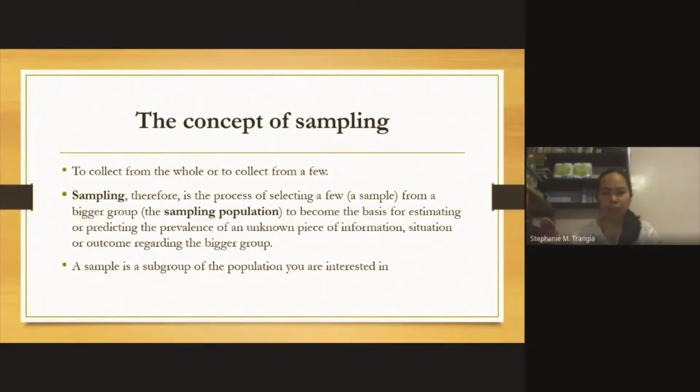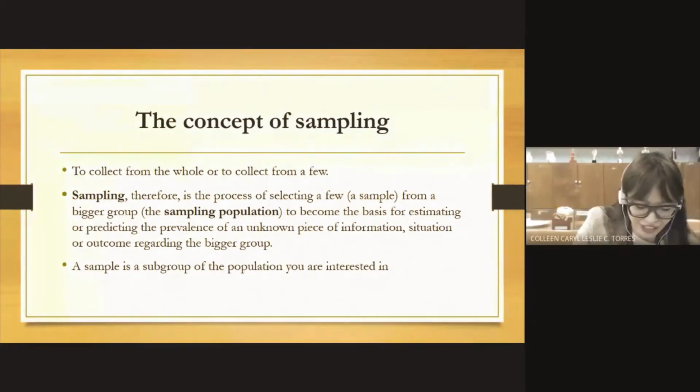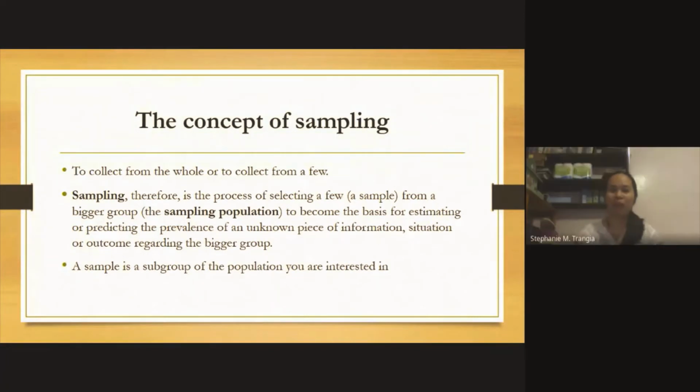Now, why do we need to do sampling? We could collect information from the whole population. Why not? Because there are a lot of considerations. Number one, what if the population is very, very large? That is why we resort to sampling, or we determine our scope and delimitation properly, to lessen our target population. Time constraint, cost. These are the reasons why we do sampling.